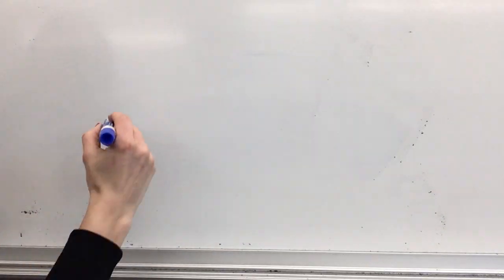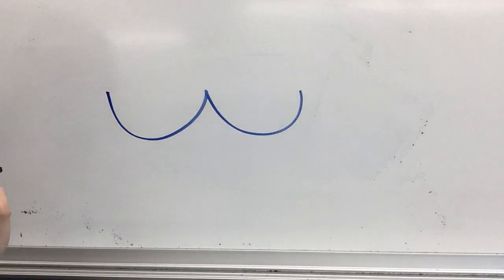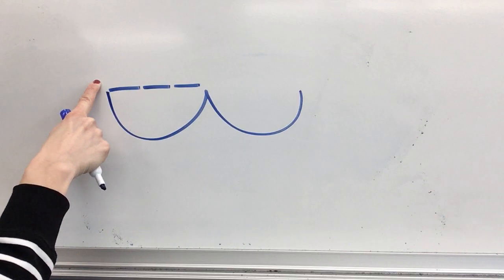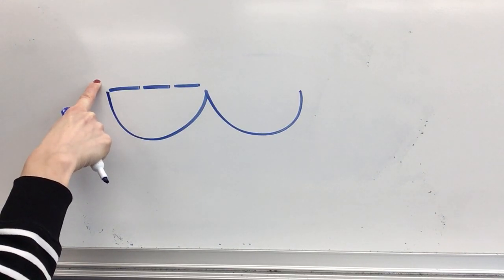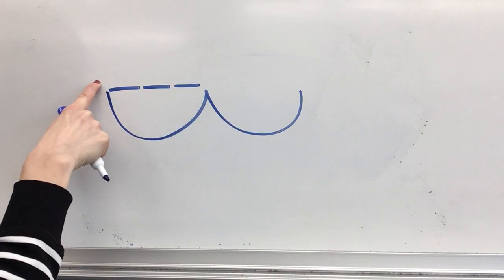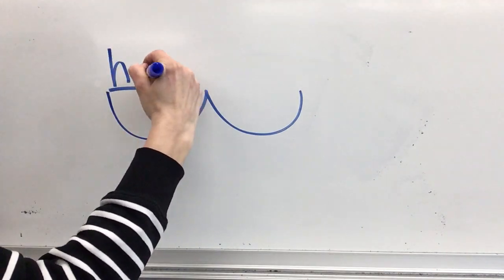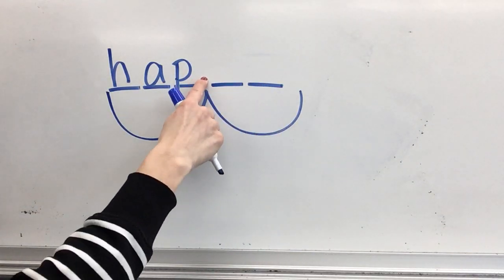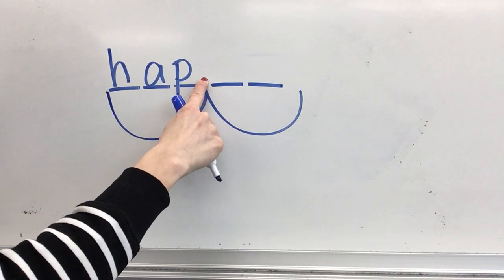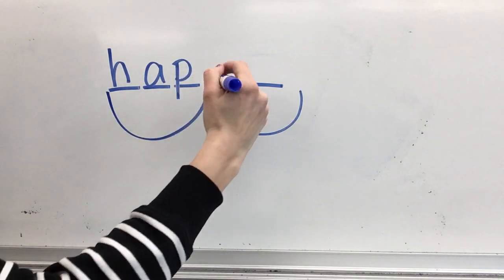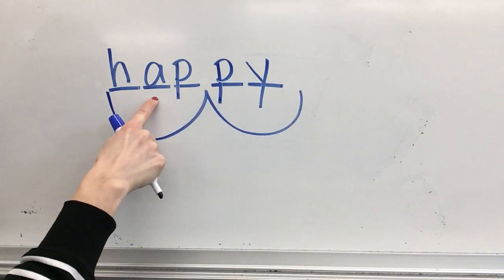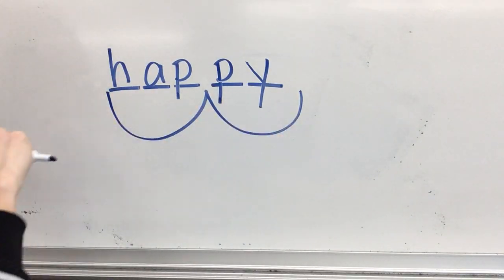Your next word is happy. What word? Happy. Two parts. Stretch the sounds you hear in hap. Write your sound spellings for hap. Stretch the sounds you hear in py. Write your sound spellings for py. Check your word. Spell happy. H-A-P-P-Y. Word? Happy. Yes, happy.